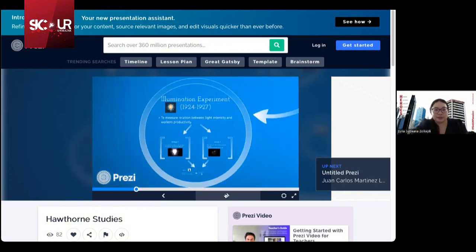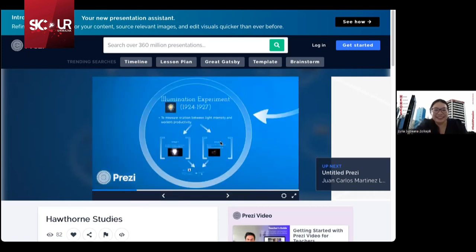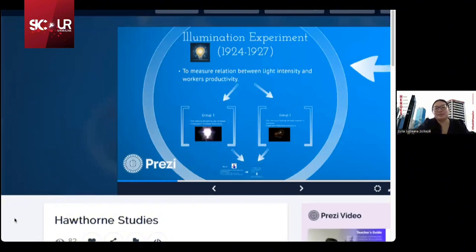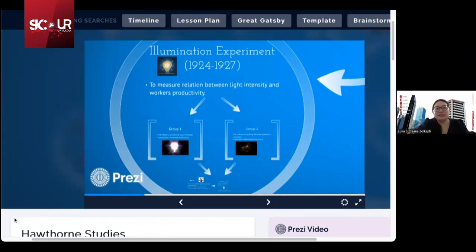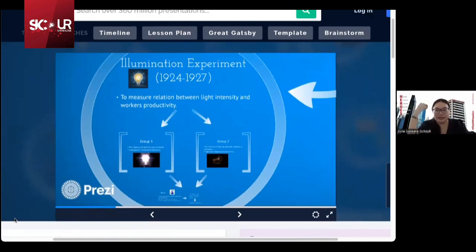Okay, so the first one is what they call the illumination experiment. In this experiment, they tried to observe whether the lighting was affecting workers' productivity or not.